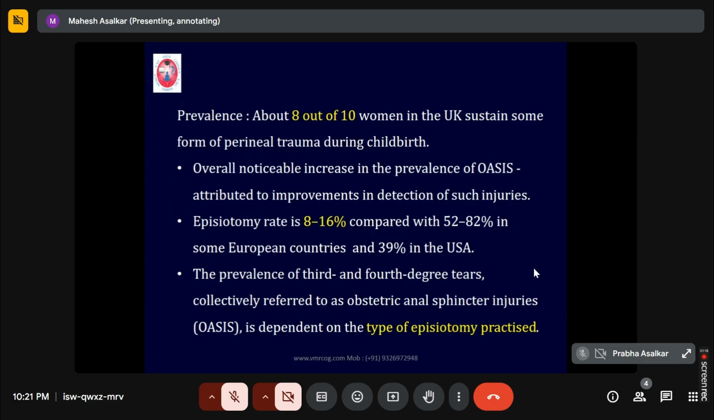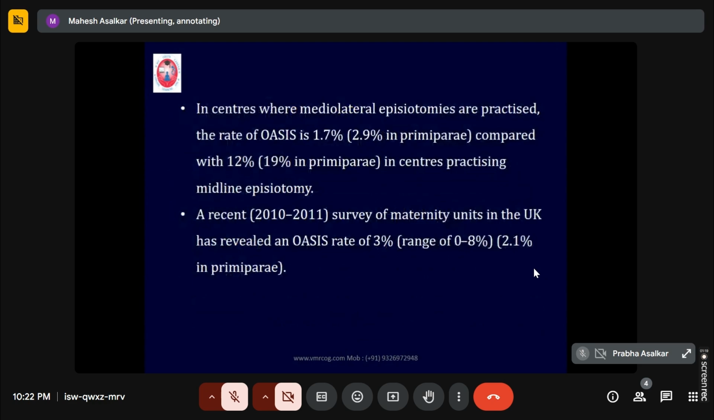The prevalence of third and fourth degree perineal tears, collectively referred to as obstetric anal sphincter injuries, that is OASIS, is dependent on the type of episiotomy practice. Remember, it is the type of episiotomy practiced that decides the prevalence of third and fourth degree perineal tears. In centers where mediolateral episiotomies are practiced, the rate of OASIS is around 1.7% and 2.9% in the primaries, compared to 12% and 19% in primaries in centers where midline episiotomy is practiced.